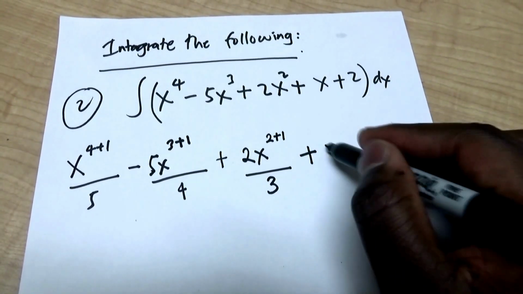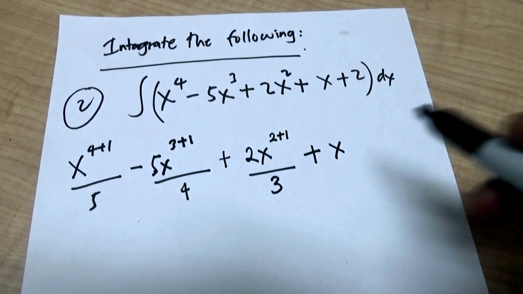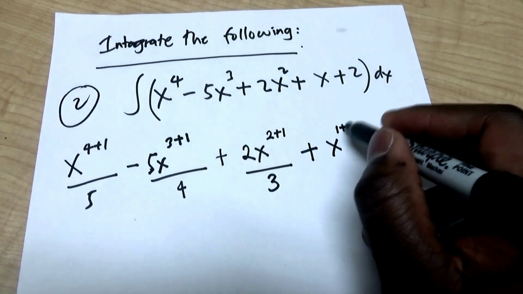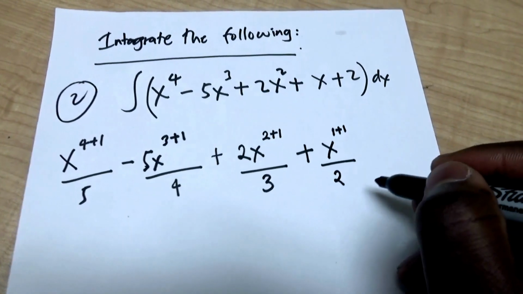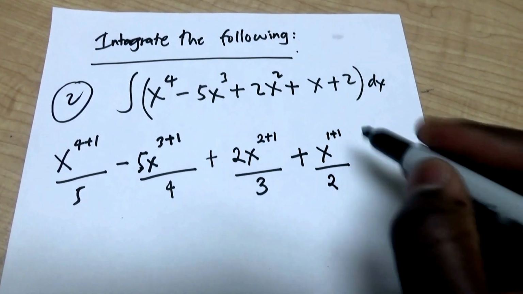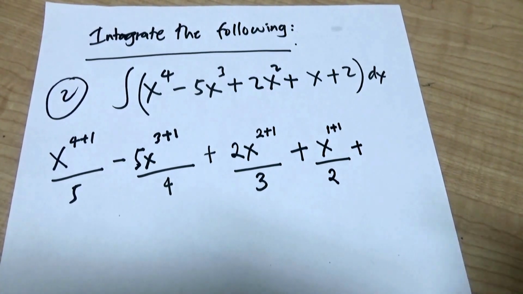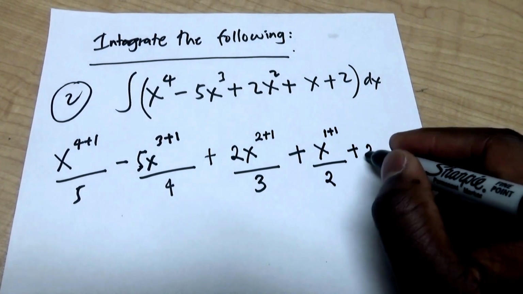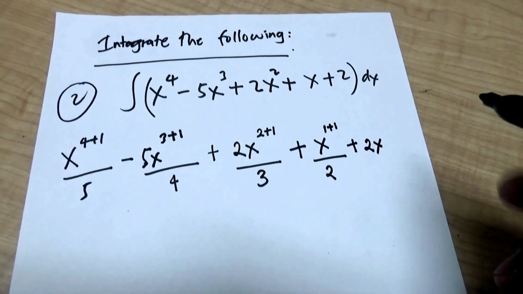All right, so x, remember, there's an invisible 1 as a power, and what do I do to that 1? I add another 1, so 1 plus 1, that gives me 2. All right, which becomes my denominator. Okay, finally plus a 2, which is a constant. Whenever you integrate the constant, you get a constant plus an x. All right, so in this case we get a 2x.